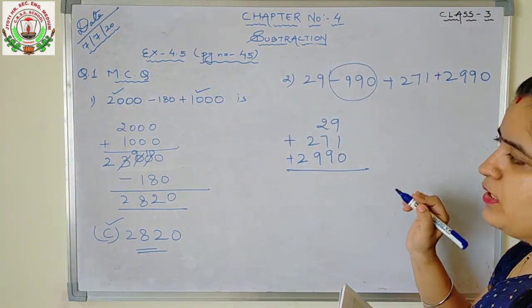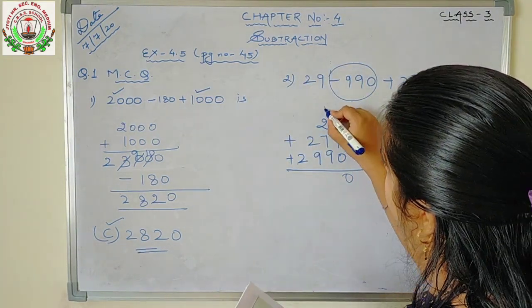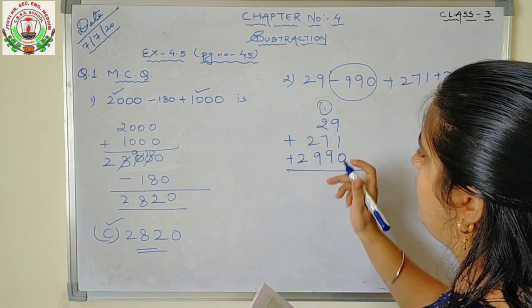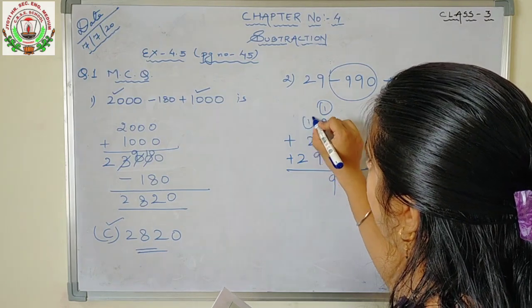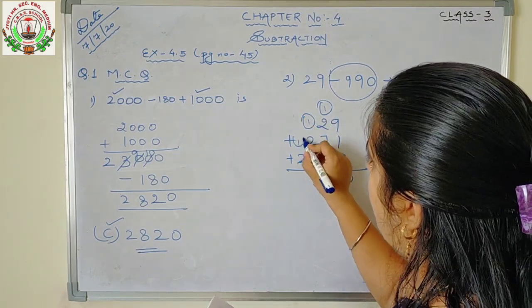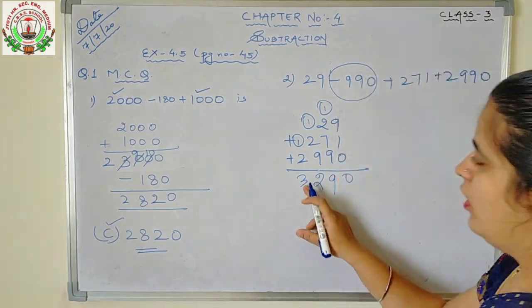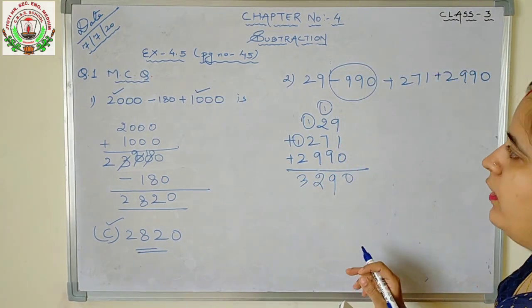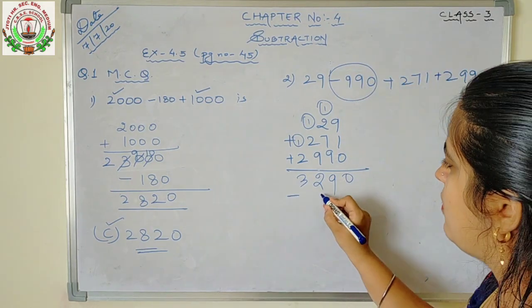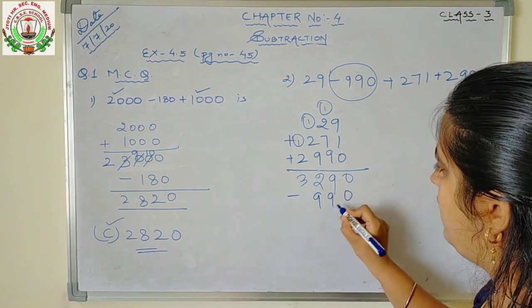9 plus 1 is 10, 0 carry 1. 9 plus 1 is 10, 17, 18, 19, 9 carry 1. 9 plus 1 is 10, 11, 12, 2 carry 1, 3. What answer did we get? 3290. Then what is left? You have to subtract 990.